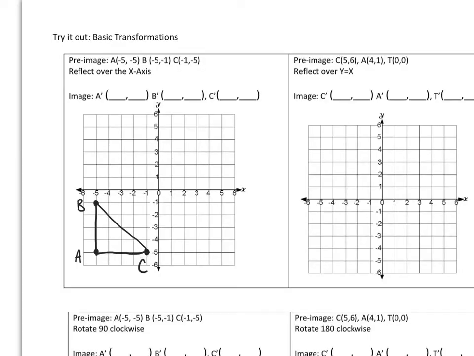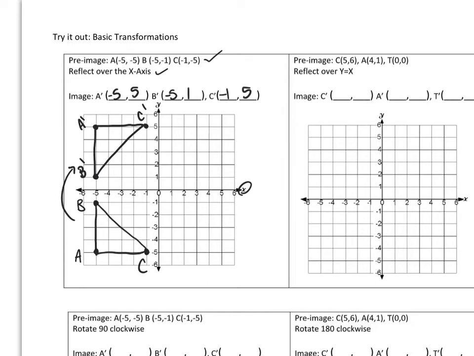Our first step should be to graph our pre-image, and then we're going to follow the directions. In this case, it tells us to reflect over the x-axis. So here's x, so that means I'm going to reflect this way. I notice that point B is 1 point below the axis, so I'm going to put point B prime 1 point above the axis. Right now, A is 5 below, so my new A is going to be 5 above. Right now, C is 5 below, so my new C, my C prime, is going to be 5 above. Then all I need to do is connect the points of my image.